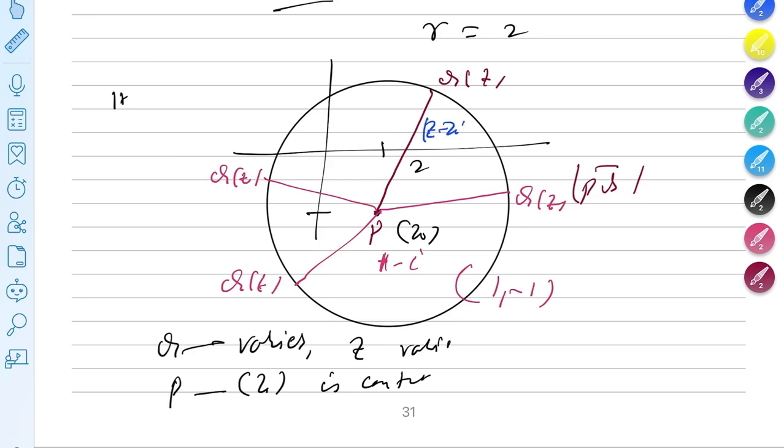What is the distance here? This is Z minus Z0, and this distance is constant. The distance remains constant and Z varies, so this represents a circle.